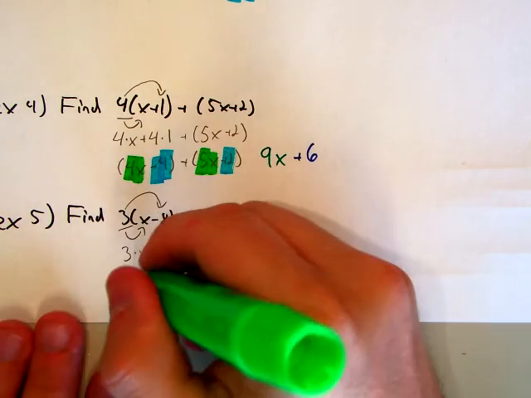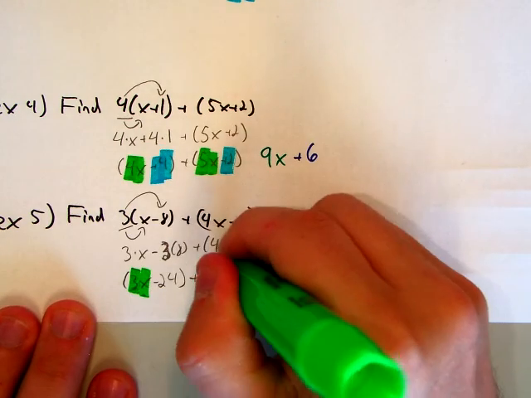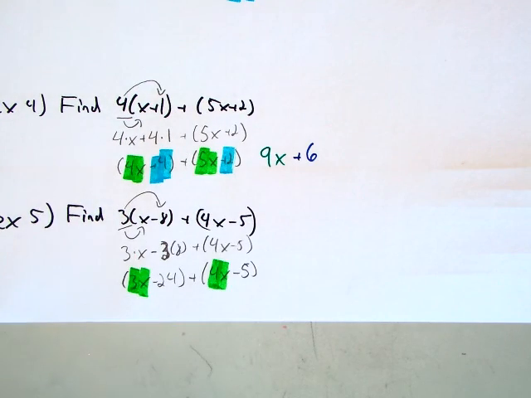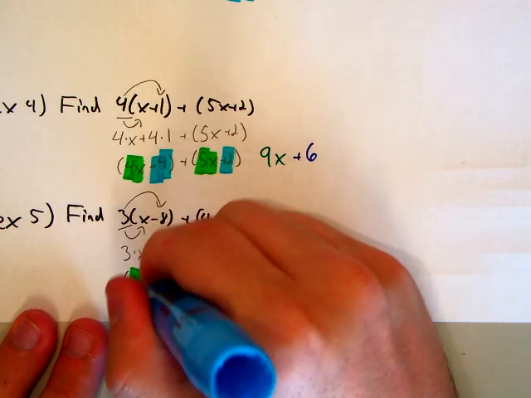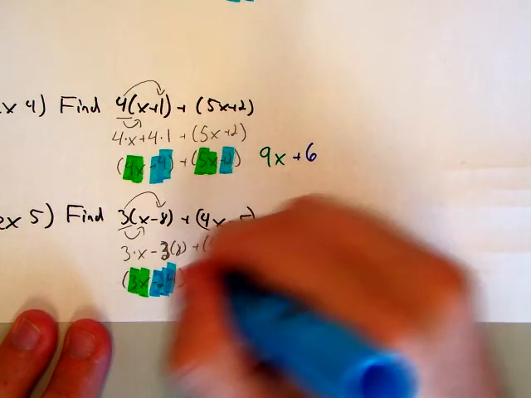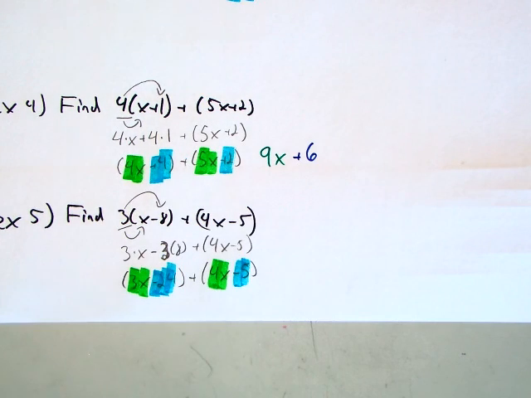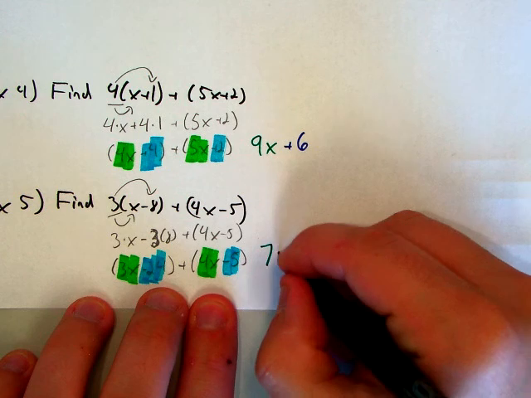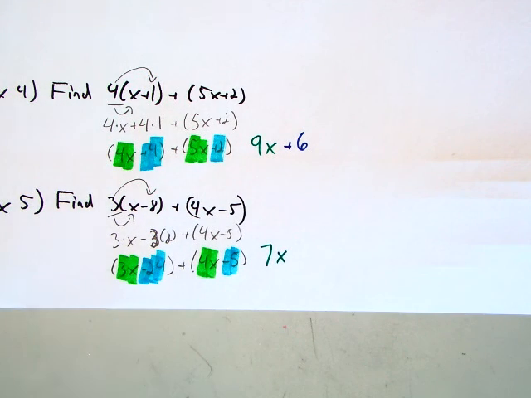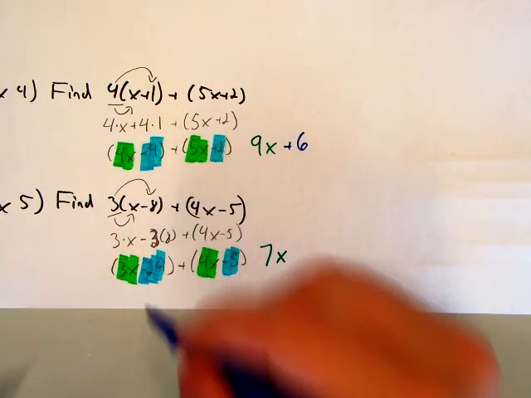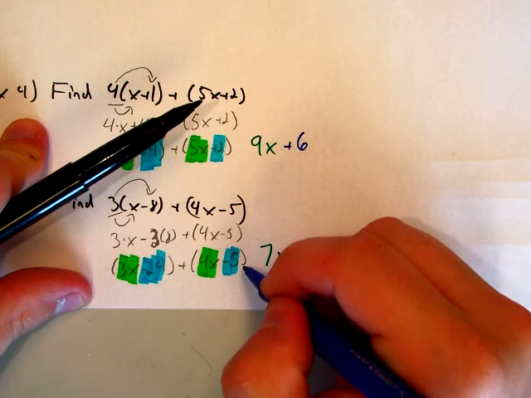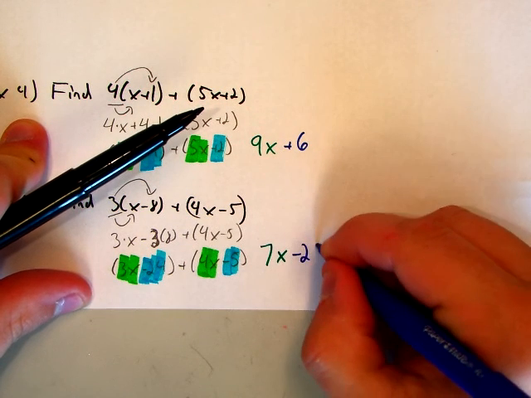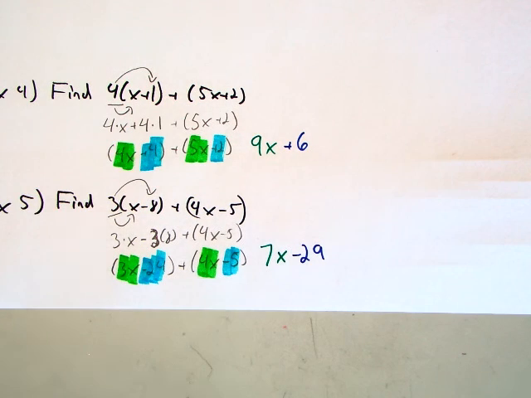Find like terms. My variable terms are in green. That's the 3x and the 4x. Non-variable terms, that's this minus 24 and minus 5. And then start combining them. 3x plus 4x is 7x. Negative 24 plus negative 5 is a negative 29.